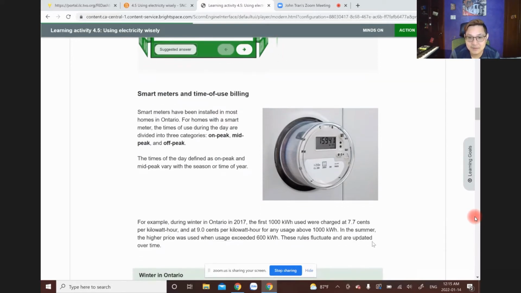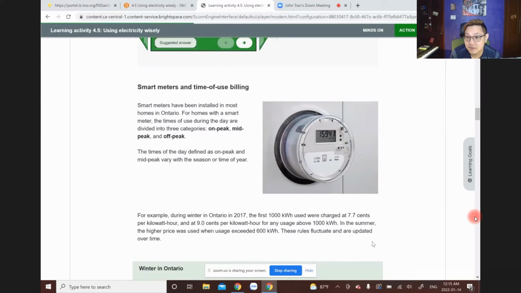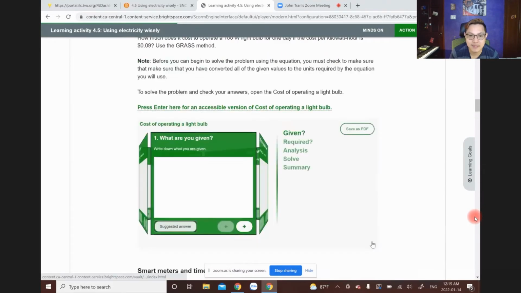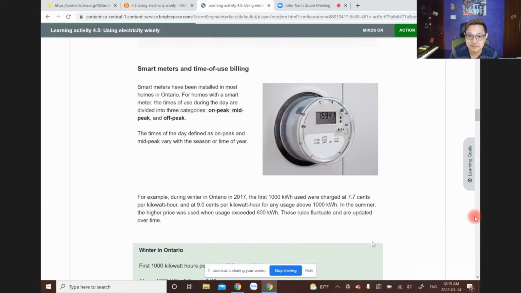This is a thing that we always see in every house. It might look a little bit different depending on countries and regions, but essentially it should be the same. You should learn how to calculate the electricity that you have to pay based on these meters, smart meters.